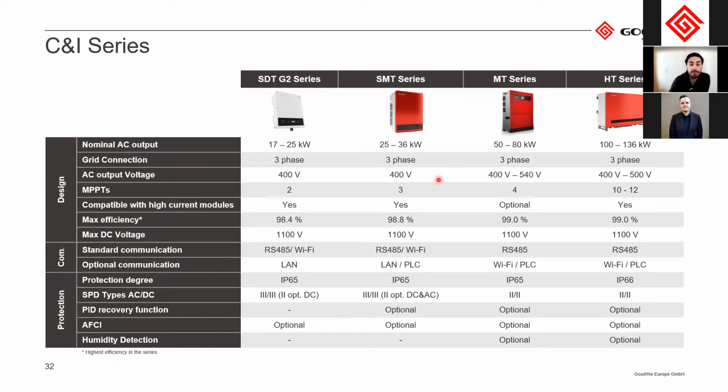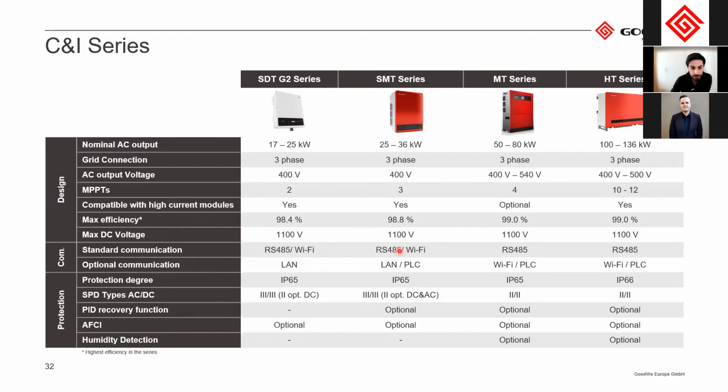So previously we had a question if there was any three-phase inverter with 3 MPPTs, and this would then be the SMT series. This is slightly larger than the STT-G2, but it comes with 3 MPPTs. And this is mainly the difference between these inverters, apart from the output power, of course. So this one has 2 MPPTs, here you have 3, here you have 4, and the HT is for large rooftop or CNI application, and here you have between 10 up to 12 MPPTs, depending on the model.